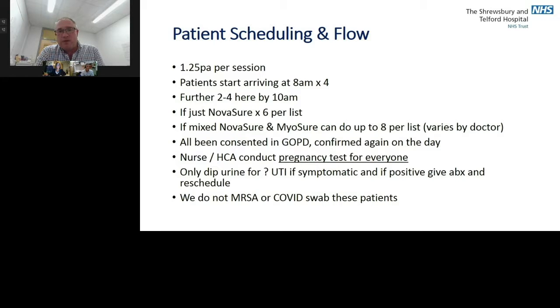If we're performing just NovaSures on the list, then we'll do around 6. If we have a mixture of NovaSure and MyoSures, then we'll do around 8. This varies by the speed of the doctor though.